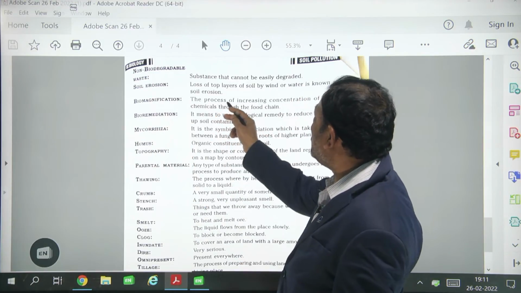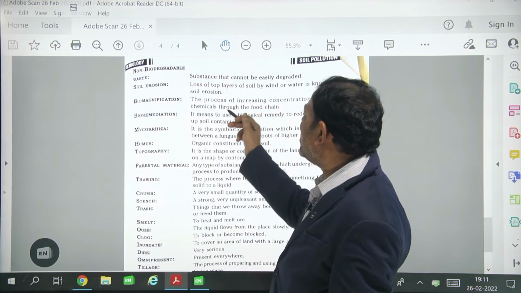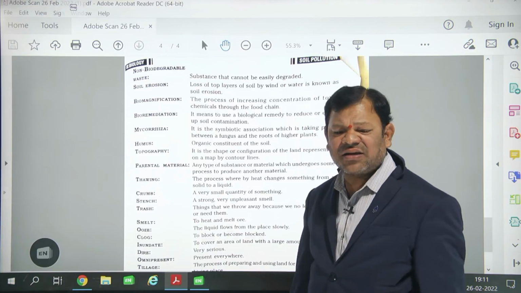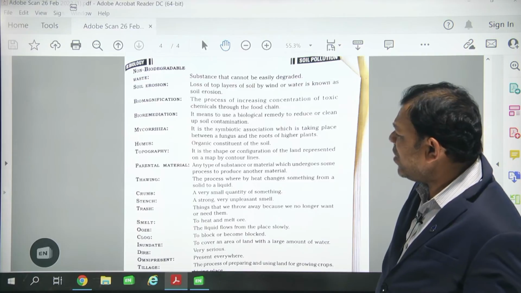The process of increasing concentration of toxic chemicals through the food chain is called biomagnification.